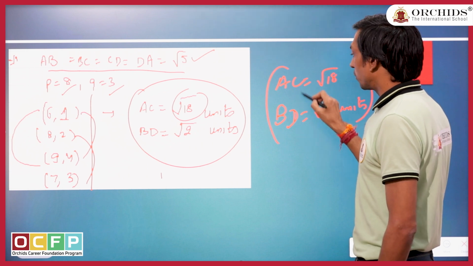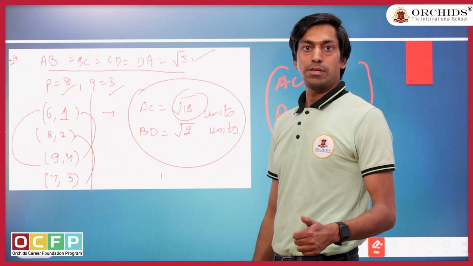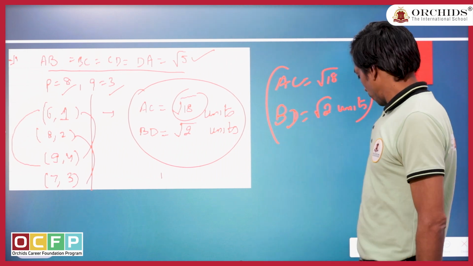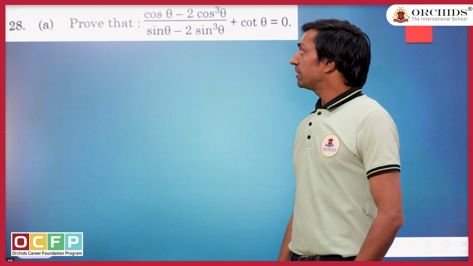So from there, the lengths of the diagonals are not equal, which means it is not a rectangle. It is not a rectangle. Clear? So this is how you have to tackle this particular problem. Next, we have a trigonometric problem.